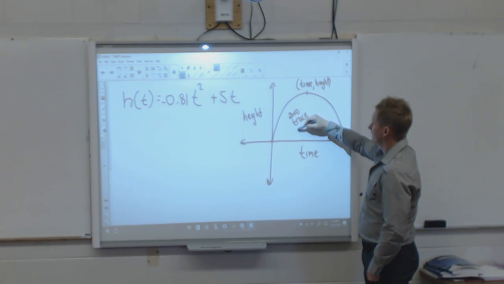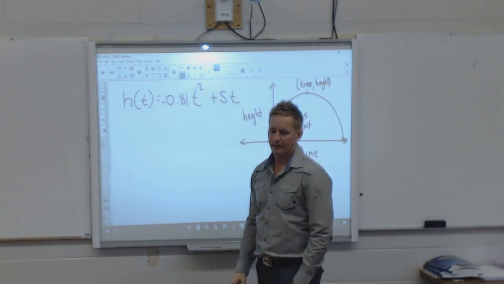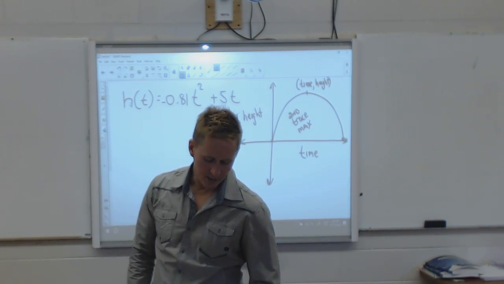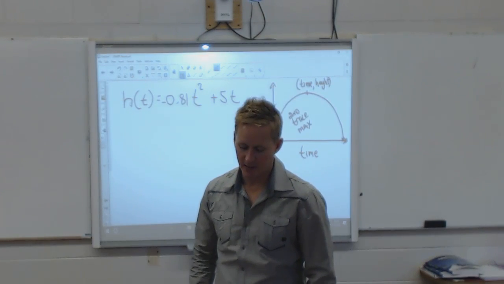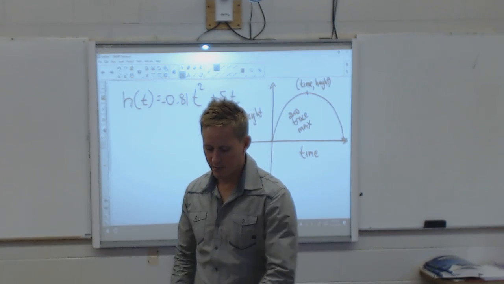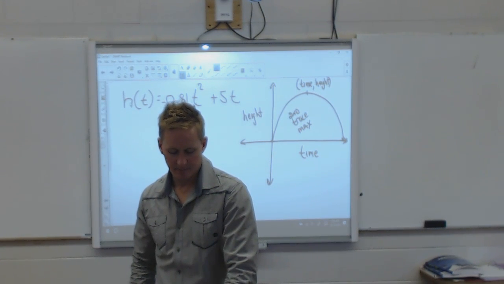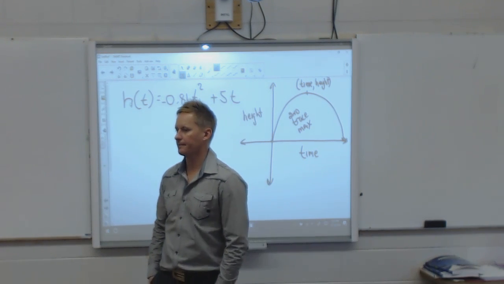Second trace, and I would find my maximum value. So you can punch that into your calculator: y equals negative 0.81t squared plus 5t. And then you could find out the time it takes to get to its maximum height, and then you could find out what that maximum height was.